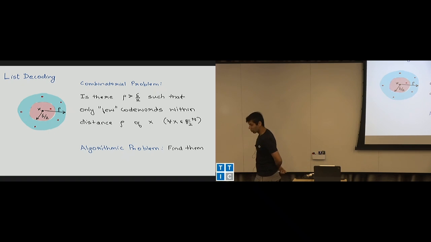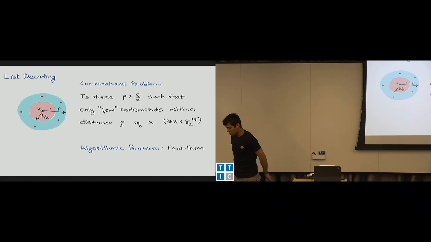List decoding is an attempt to go beyond this delta over 2 limitation. So maybe the number of corruptions was even more than delta over 2. Can you find me all the code words that are consistent with these corruptions? Now there are two problems. One, if there's a lot of corruption, all the code words consistent with it might be an enormous number. So how do you prove that there is some non-trivial amount of corruption beyond delta over 2 where there is at least a small number of code words, because we don't want to consider possibilities where you output exponential size lists.